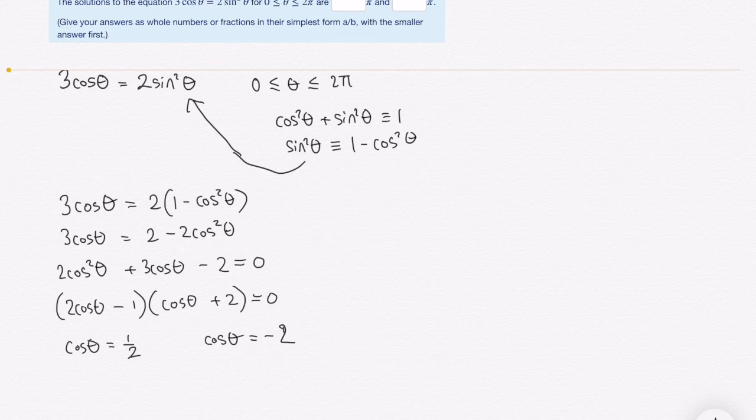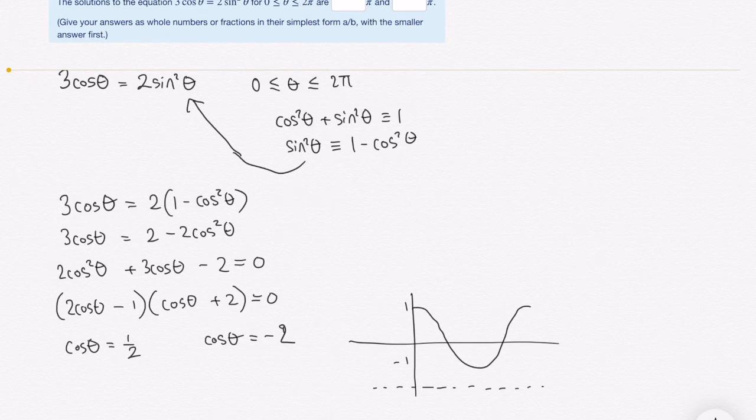And if we think about our cosine graph between 0 and 2 pi, we know that this maximum value occurs at 1 and the minimum value at minus 1. We can see that there are definitely no solutions to cosine theta equals minus 2, as cosine theta is always between 1 and negative 1, so this has no solutions.